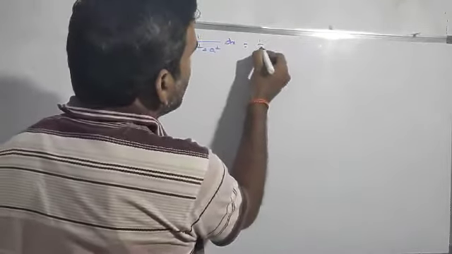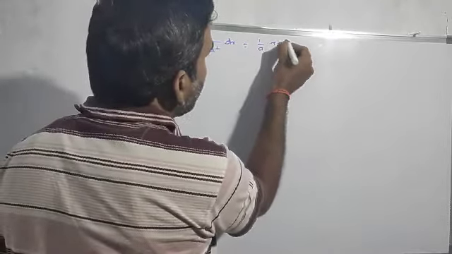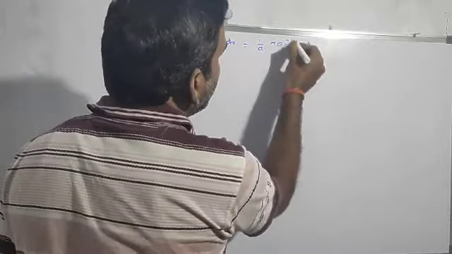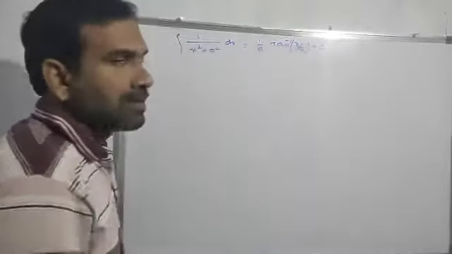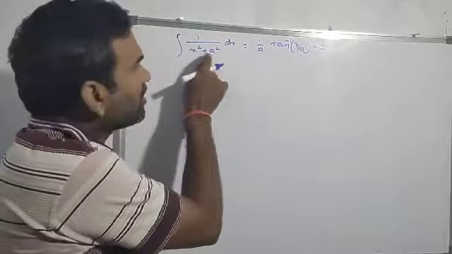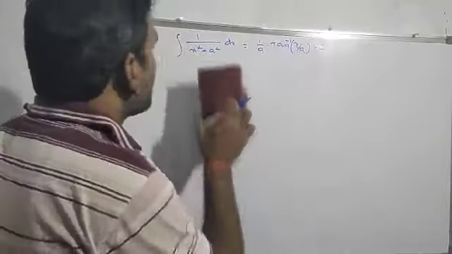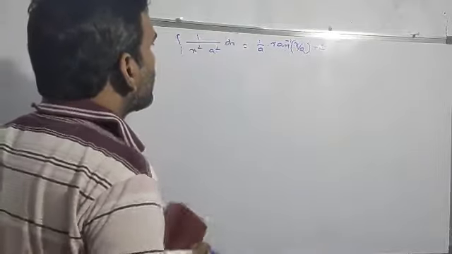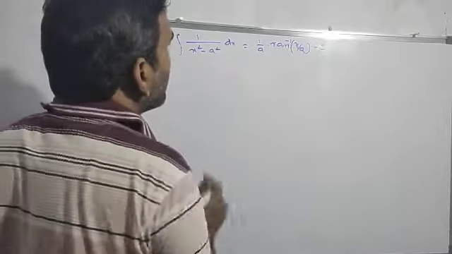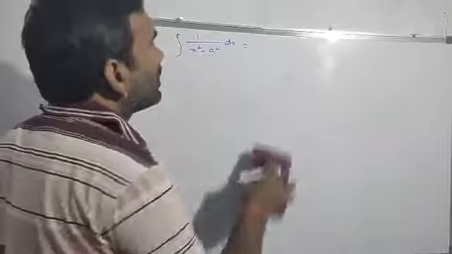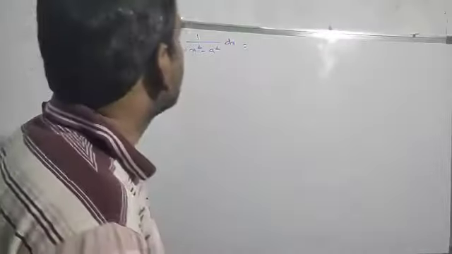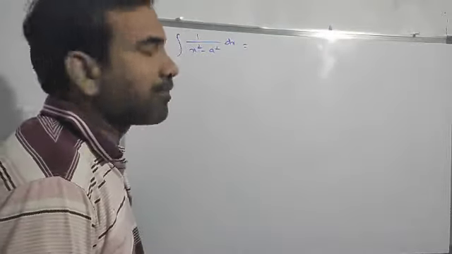So what is that formula? 1 by a into tan inverse of x by a plus c. That means a square plus x square, or x square plus a square. Already we have this formula. Now I am taking another formula. Today we derive this formula and its application.